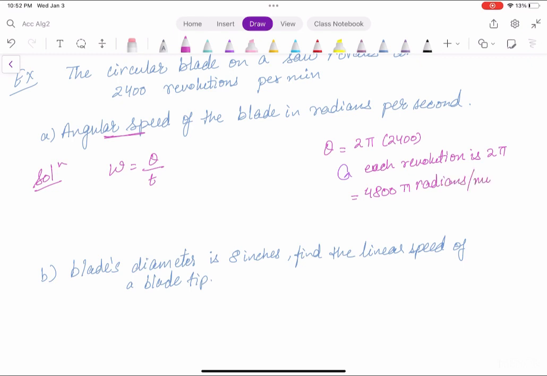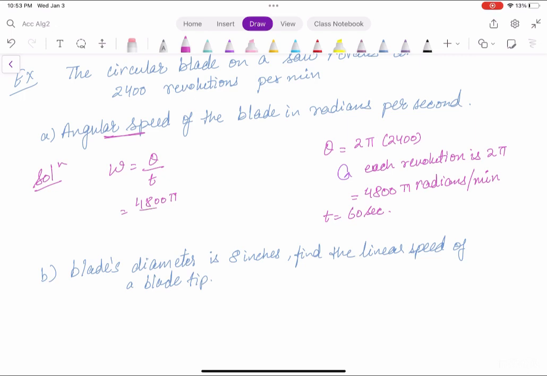And t, they want in seconds. That means the time is 60 seconds, because 4,800 pi radians is per minute. If you read the question, it says 2,400 revolutions per minute. I need to convert minutes into seconds. So t is equal to 60 seconds.